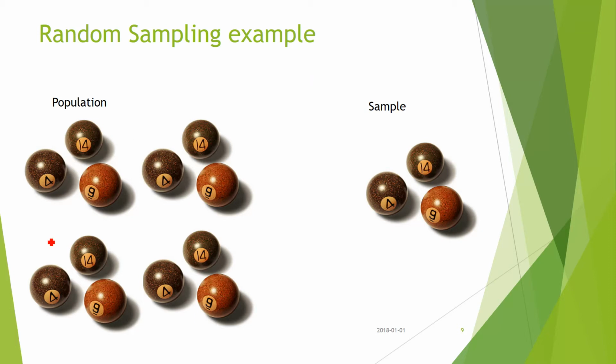And this is an example of random sampling as well. Suppose this is the population. We have 12 balls here. Out of 12, we randomly pick these three. This is just an example.